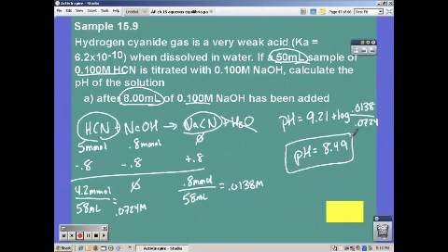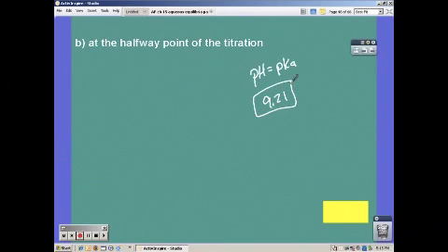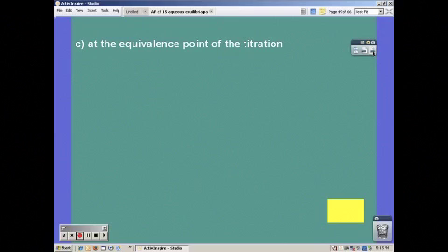Okay, go ahead and try B on your own. When you're at the halfway equivalence point, if we're at the halfway point, then you need to remember that pH has to equal pKa. If you didn't remember that, you could have solved it all out, but it would have been a lot more work. So 9.21. At the equivalence point, we're going to have our HCN reacting with NaOH.